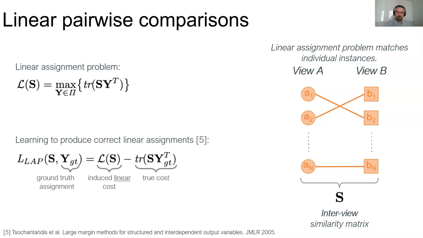We next consider a problem of learning to produce correct linear assignments, which can be done by a structured prediction framework to define the following loss function. We note that this loss generalizes many existing contrastive learning methods, like triplet loss or the InfoNCE objective.